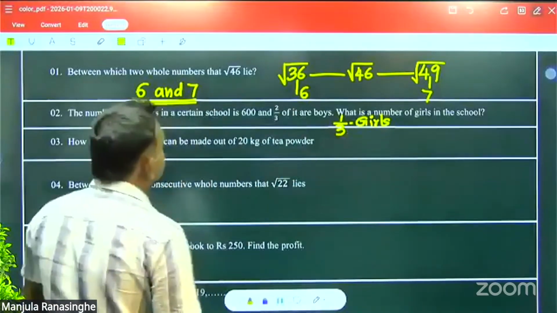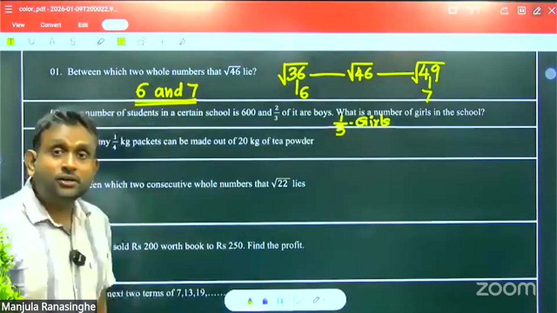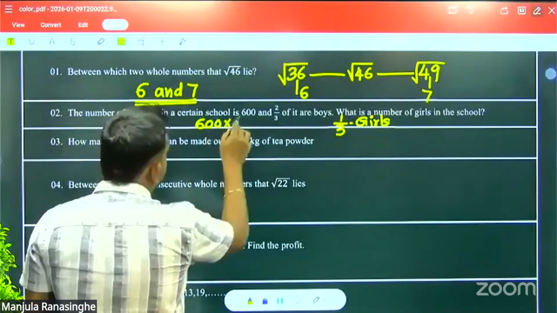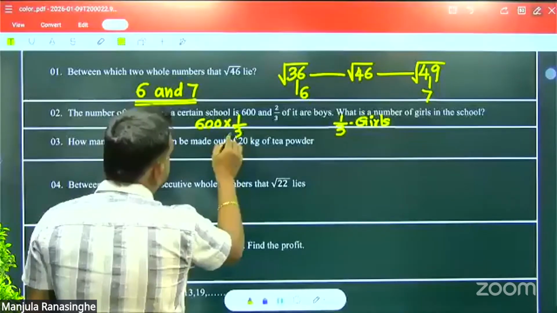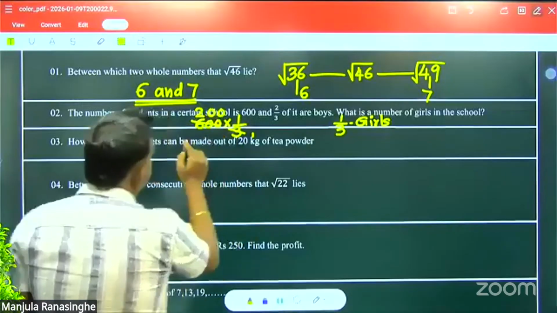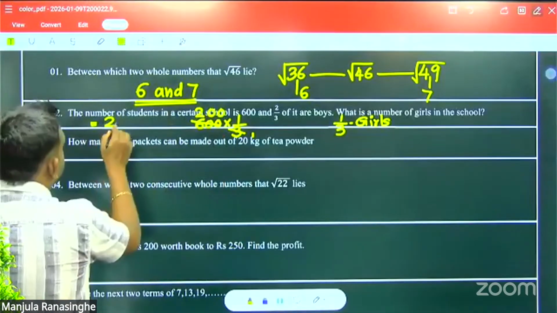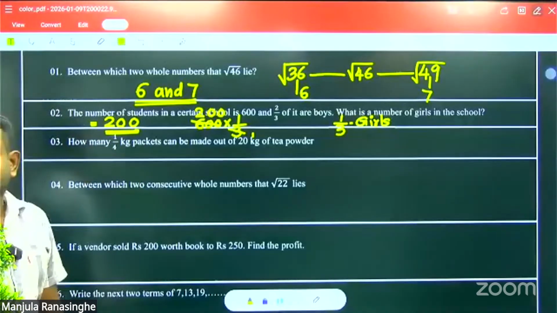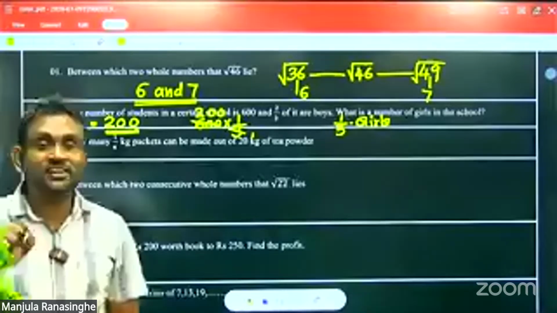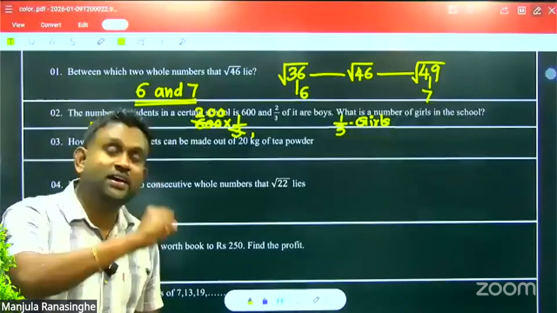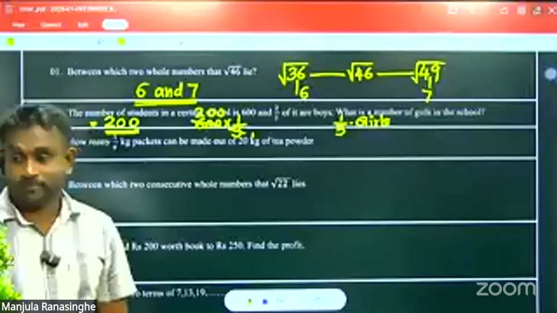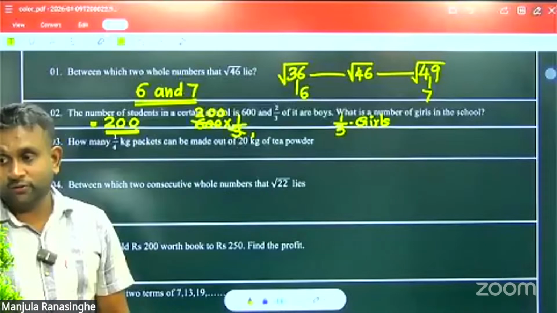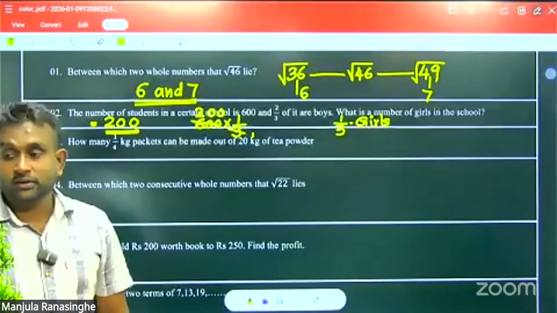Then you take 1/3 of 600. You multiply 600 by 1/3, which gives 200. So there are 200 girls. Otherwise, you can find the number of boys and subtract it from the total, and the balance is the girls. You can send messages and talk to me if you have any questions.